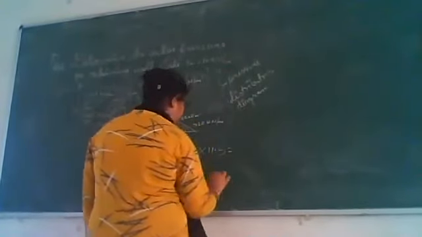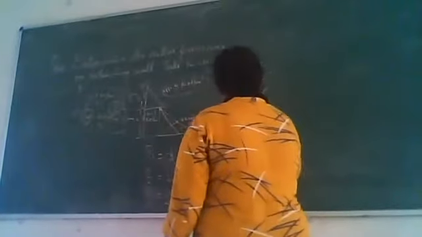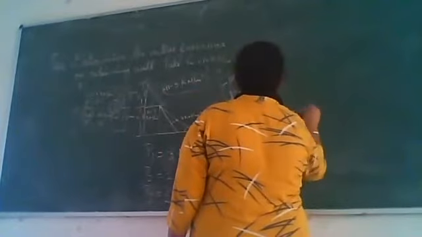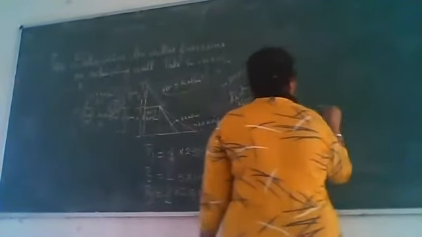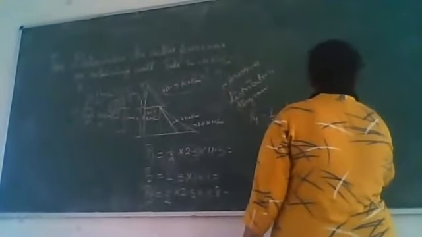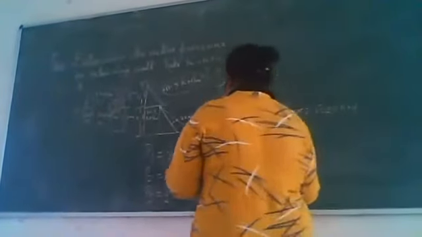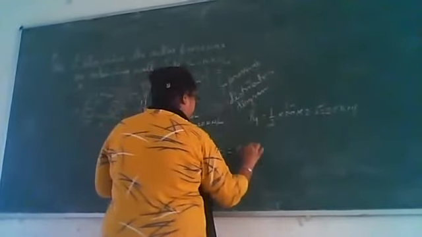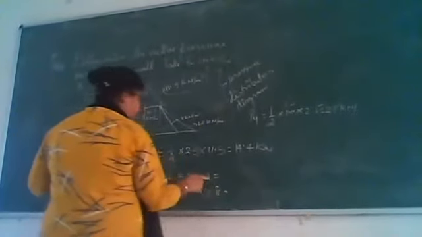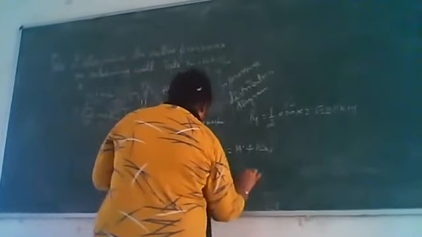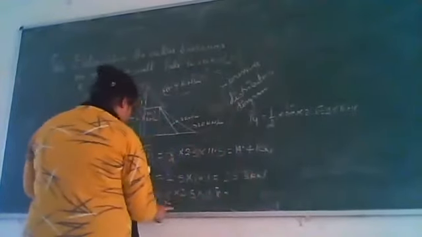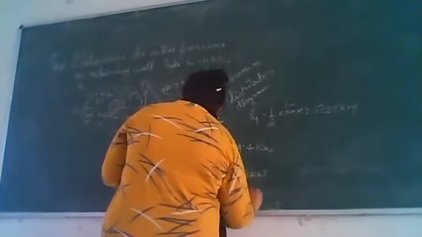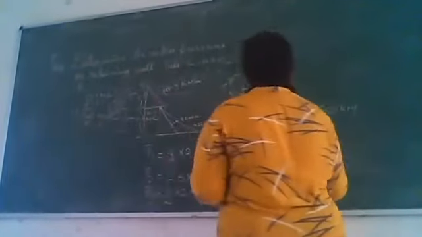For P4, my value is 1 by 2 multiplied by 20 multiplied by 2.5. The value is 25 kilonewton. After calculating this, my value is 14.4 kilonewton. After solving this, my value is 25.3 kilonewton. After solving this, my value is 6 kilonewton. So, these are all the values.